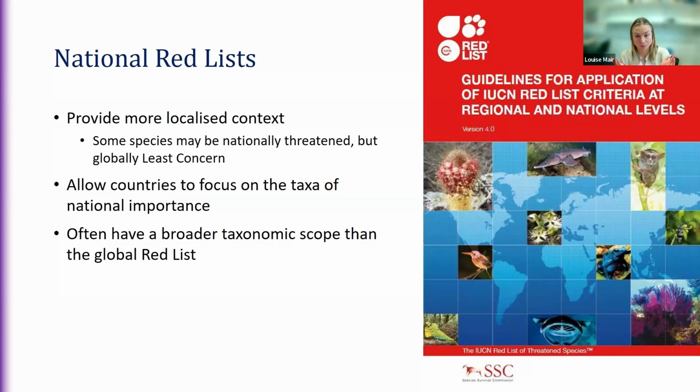National red lists allow countries to focus on the taxa that are of national importance. The Nordics, for example, work really hard on red listing their fungi and lichens and mosses because they're very much forest-associated species in their countries. And national red lists often have a broader taxonomic scope than the global red list, so there's a huge number of benefits. Countries often appreciate the ownership that comes with national red lists as well, and generally often prefer to use them where they can.